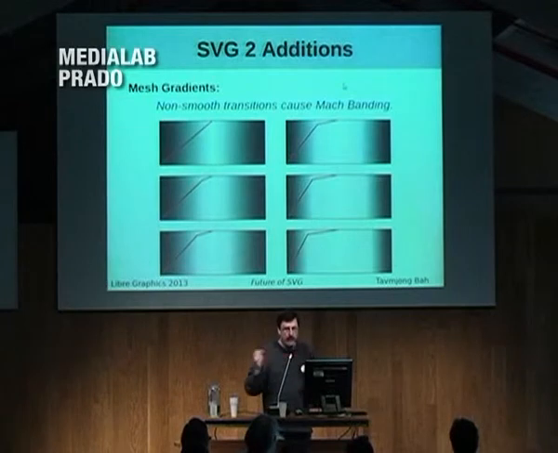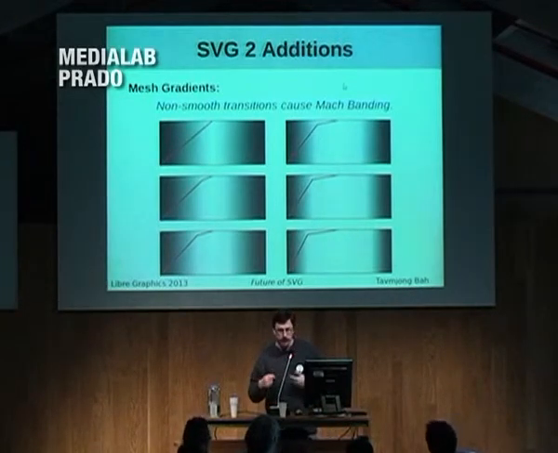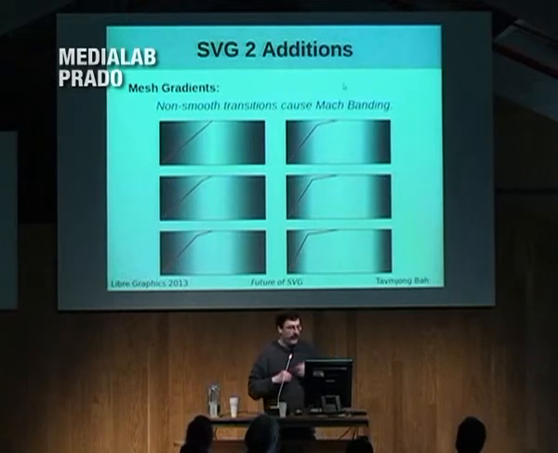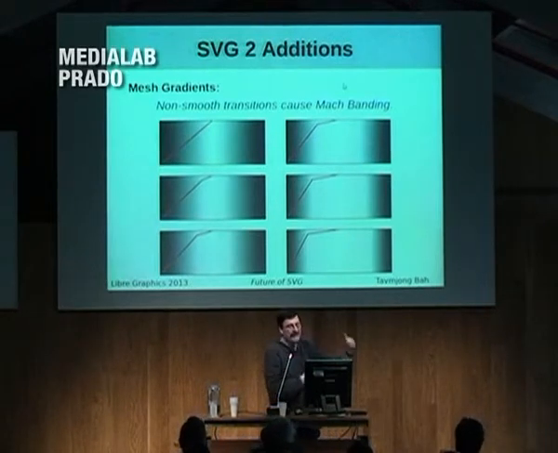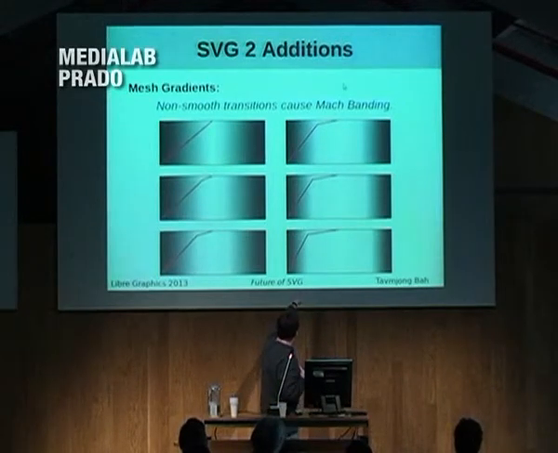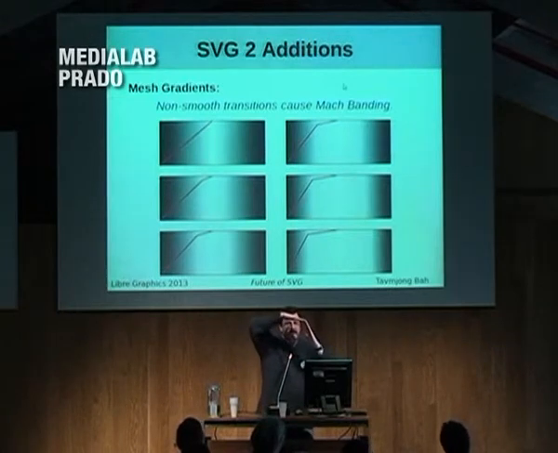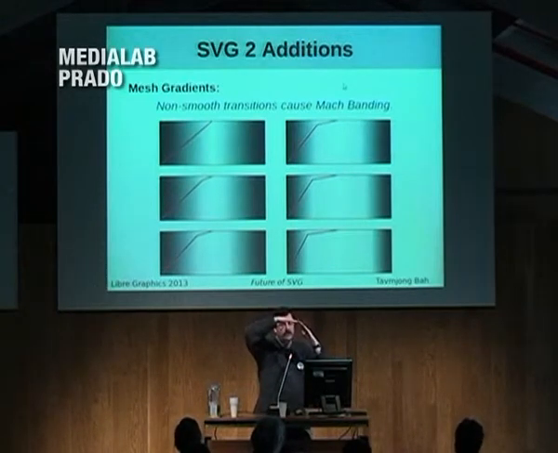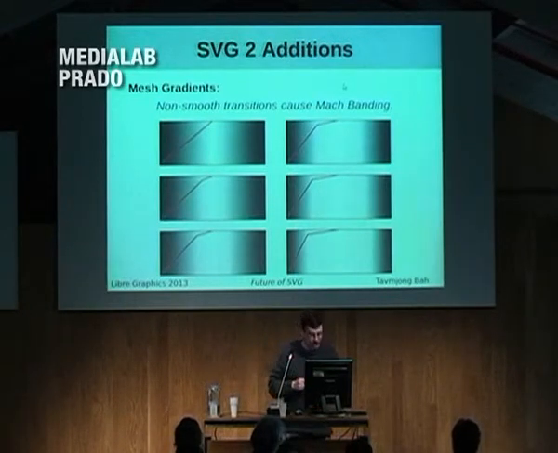Now, there are some problems that I'm facing, to give you an idea of some of the technical things you face when you're working on a standard. Here are some linear gradients, and the red shows the color profile. And what you'll notice, especially in this one here, is it looks brighter where there is a sharp change in the gradient of the mesh. This is called Mach banding.